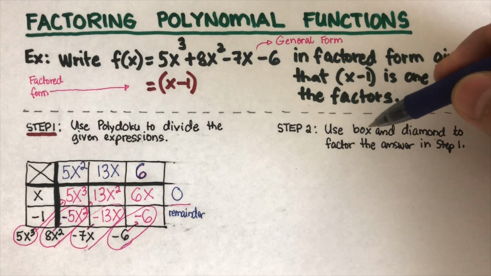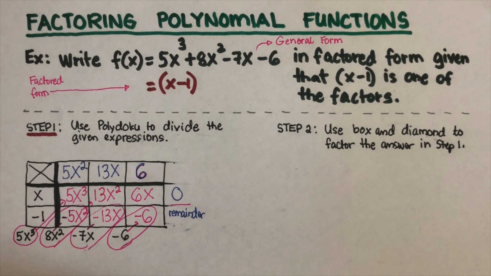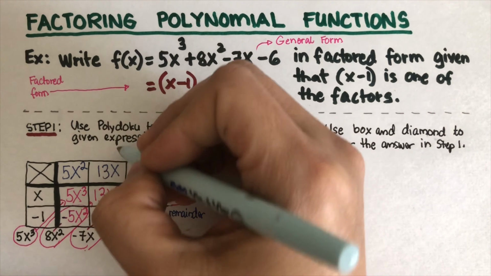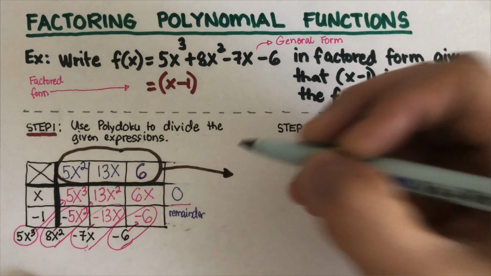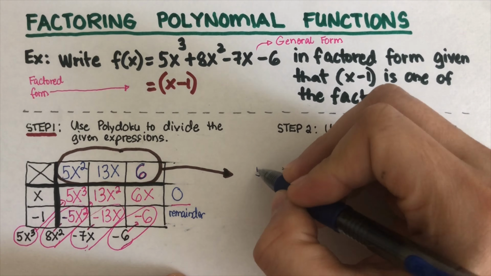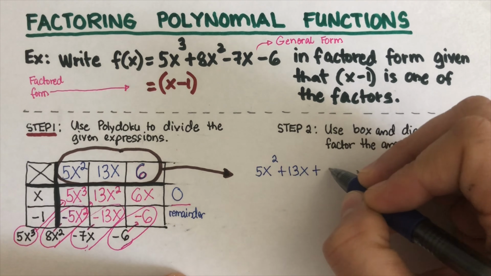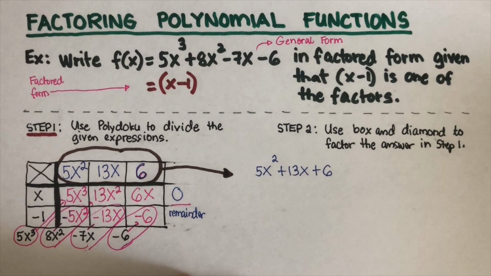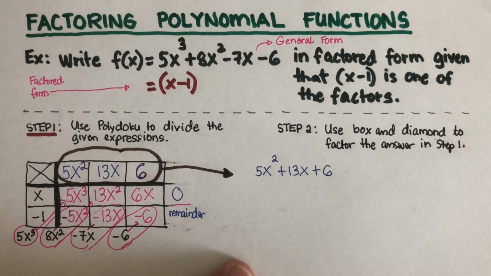The second step is to use the box and diamond to factor the answer in step 1. So this is our answer right here. So this is our answer for step 1. So we are going to use the box and diamond to factor this some more. So this is 5x squared plus 13x plus 6. Now we will use box and diamond. If you want to know how we do the box and diamond, there is another video on that, which I will put the link of in the description box below.